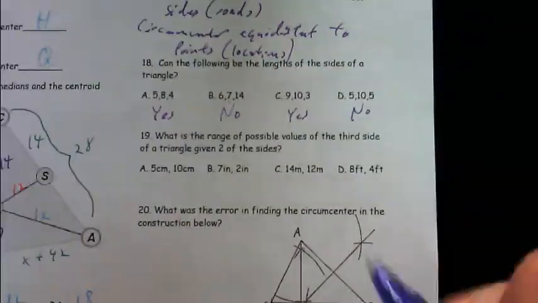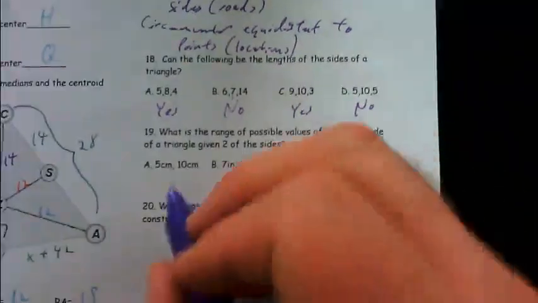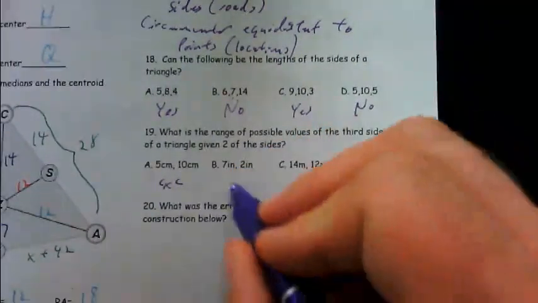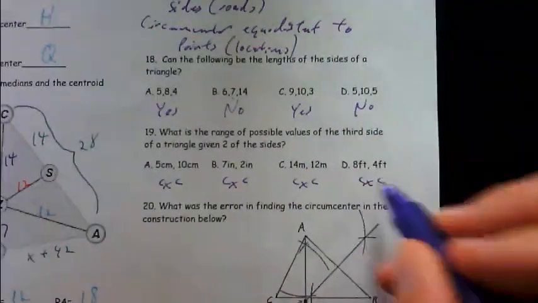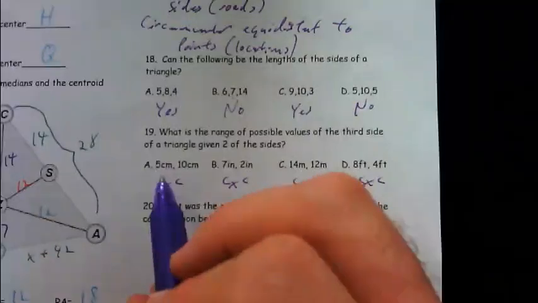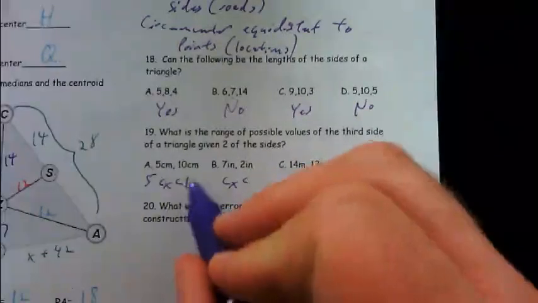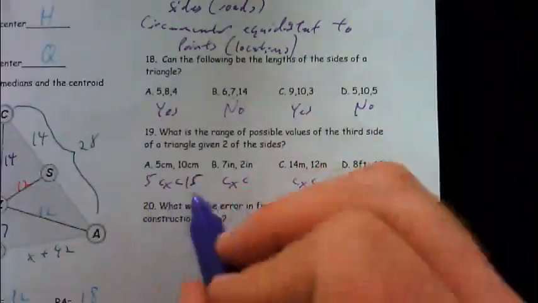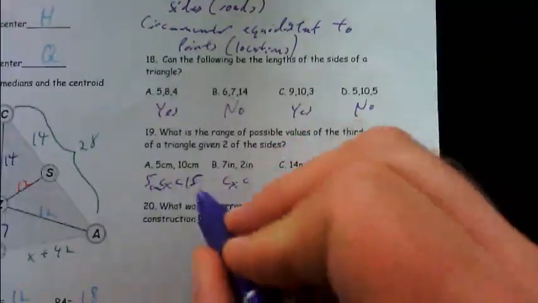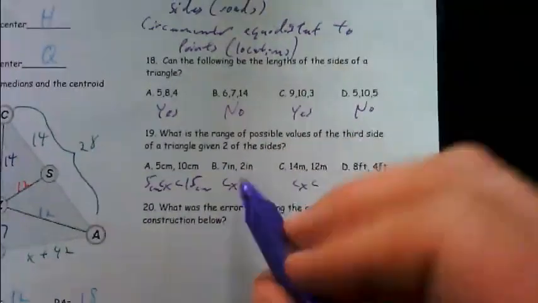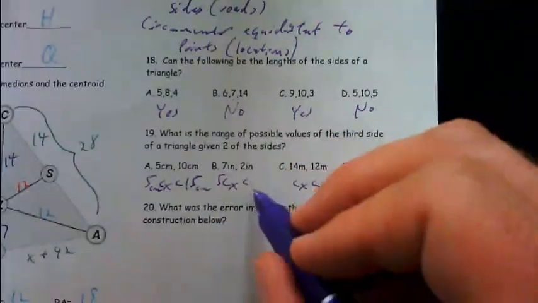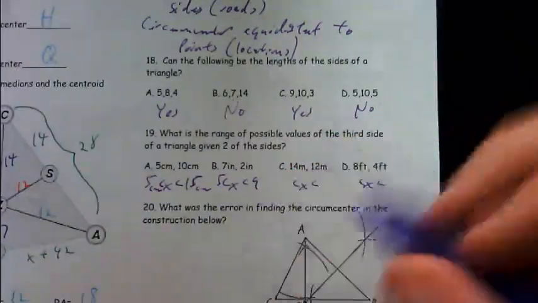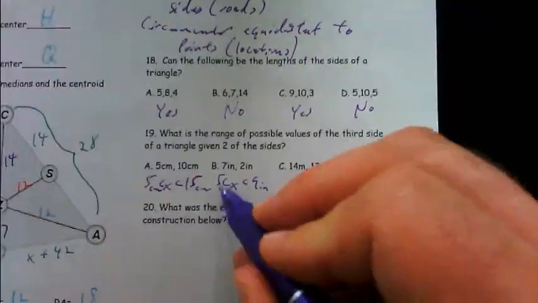On 19, what is the range of possible values for the third side? So again, we have to find the sum and difference on each one of these. So let me just set it up so that we're finding the third side here. Subtract them, you get 5. Add them, you get 15. So between 5 and 15 centimeters. On this one, subtract them, you get 5. Add them, you get 9. So between 5 and 9 inches.